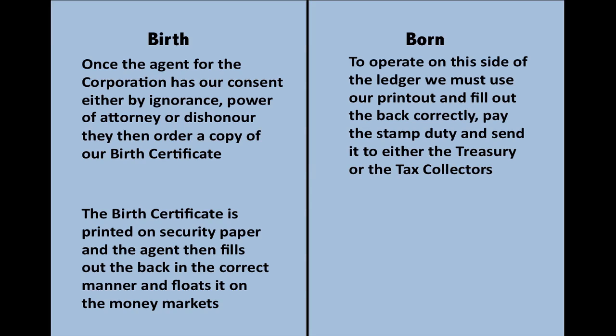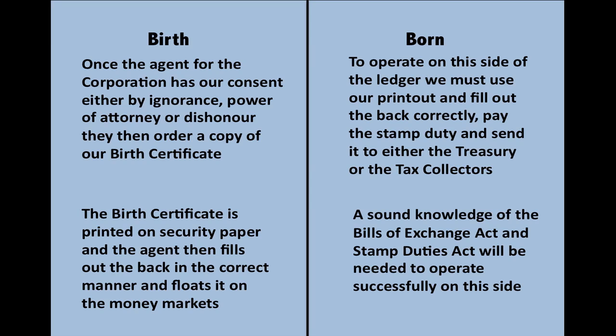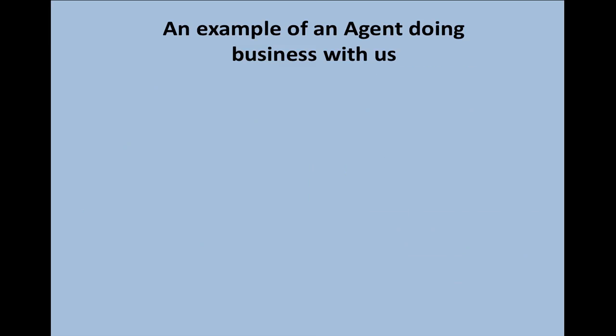However, on the private side, to operate in this side of the ledger, we must use our printout and fill out the back correctly, pay the stamp duty, and send it to either the Treasury or the tax collectors. Now, each country has their own. In America it's the IRS, in New Zealand it's the IRD, and in Australia it's the Australian Tax Office. Okay, but to operate on this side, you're going to need a sound knowledge of the Bills of Exchange Act, and the Stamp Duties Act will be needed to operate successfully on that side.